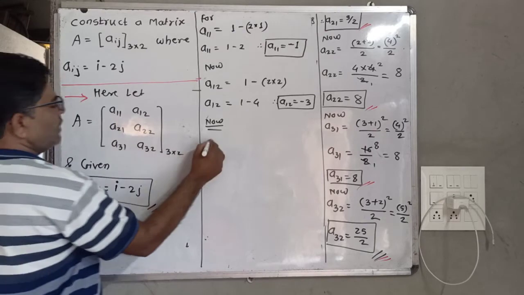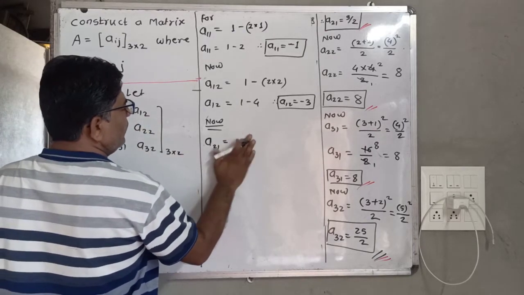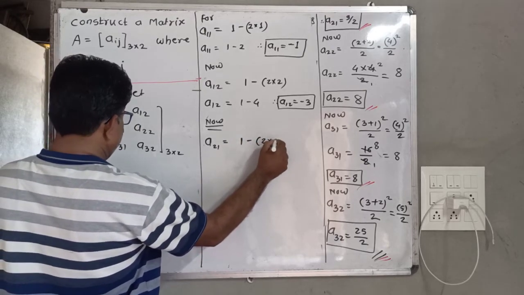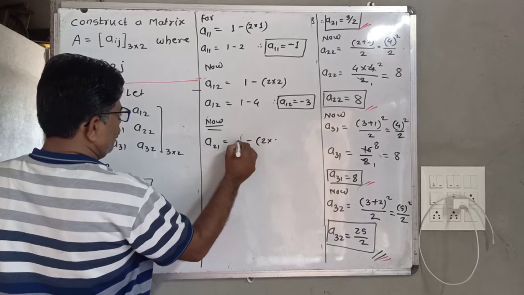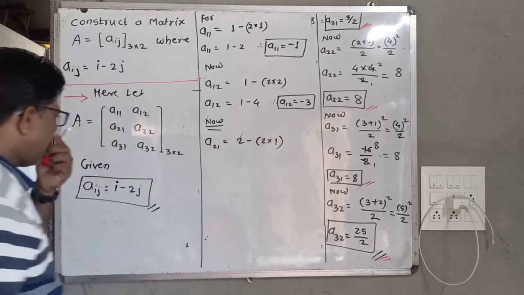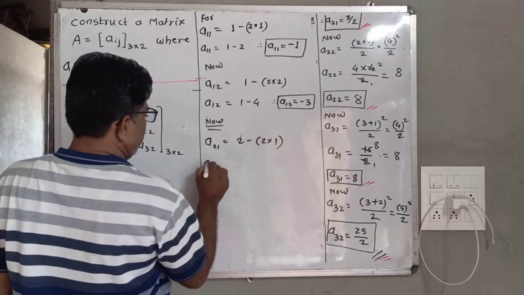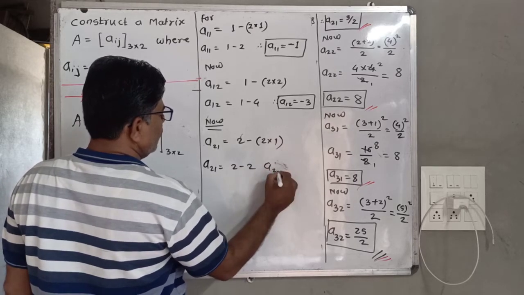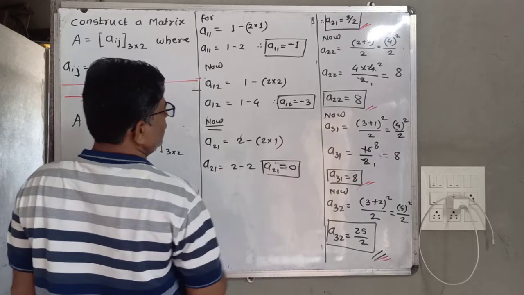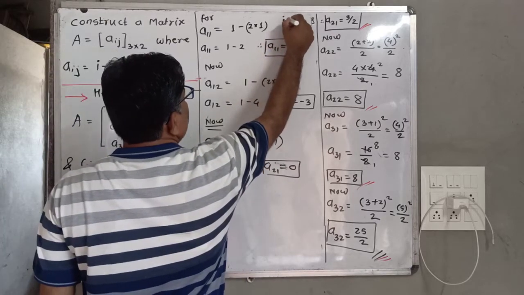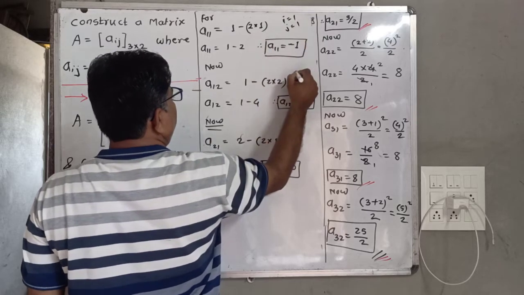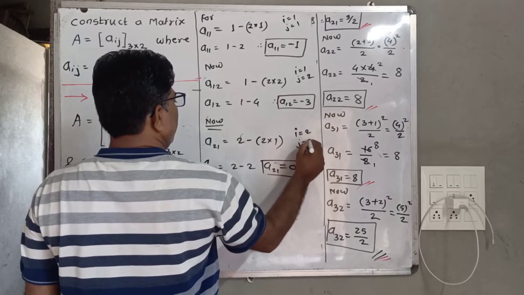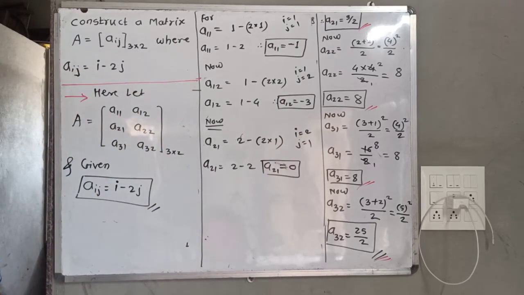Now A21 equal to 2 minus 2 multiplied by 1. A21 equal to 2 minus 2. A21 equal to 0. Here the value of I equal to 1, j equal to 1. Here the value of I equal to 1, j equal to 2. Here the value of I equal to 2 and j equal to 1. This is for you.